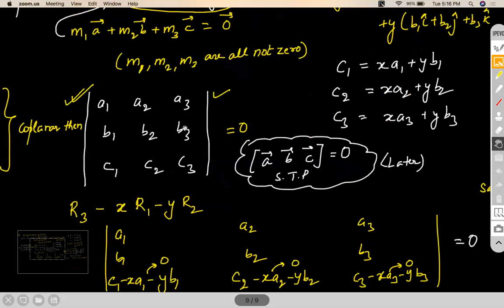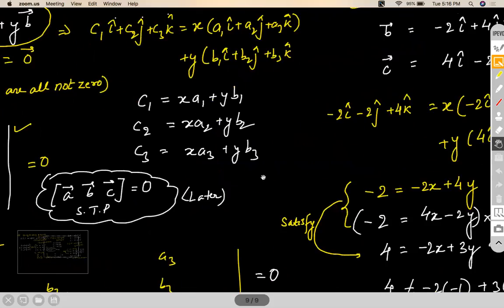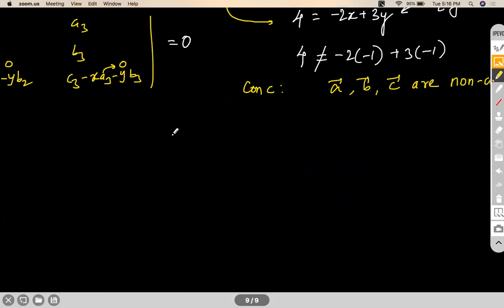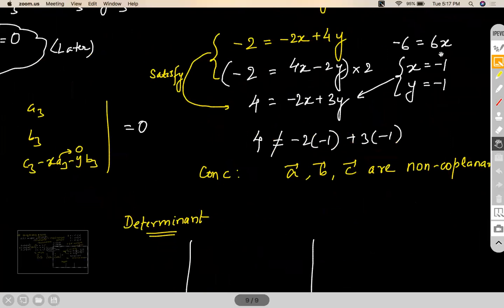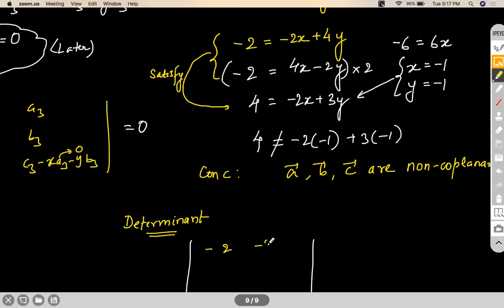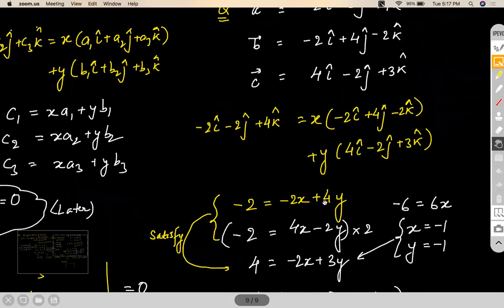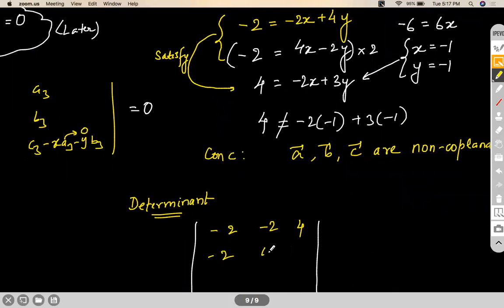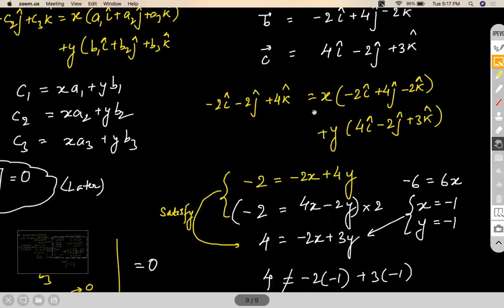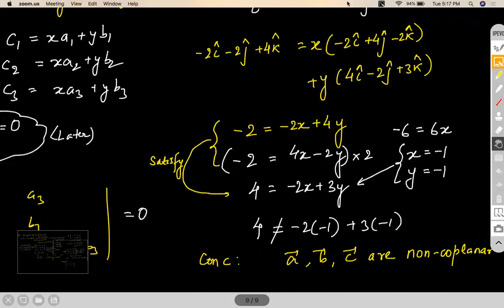Now let us use this and see whether I am getting 0 or not. So, determinant method. This is the most favorite one of all students because it takes hardly any time. You just find out the determinant. So you don't have to solve equations like you do over here. So let me write the coefficients: -2, -2, 4; -2, 4, -2; 4, -2, 3.